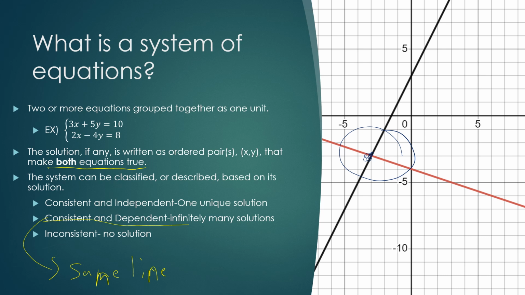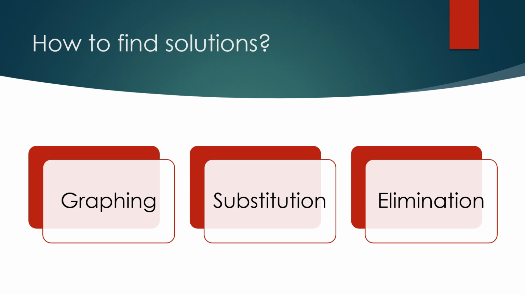And then there's the inconsistent, which simply means no solution. If we were to look at a graph of a no solution system, or an inconsistent system, what type of lines would we have? Good question. Let's look. Well, the answer is they're parallel lines.